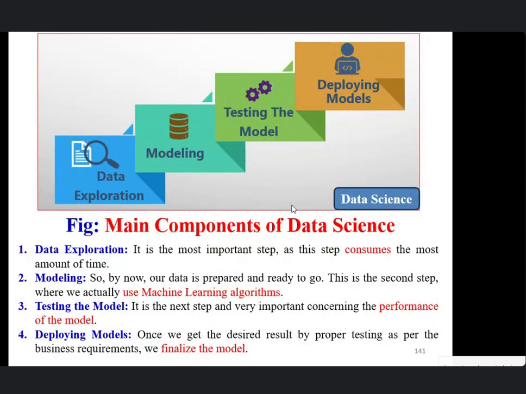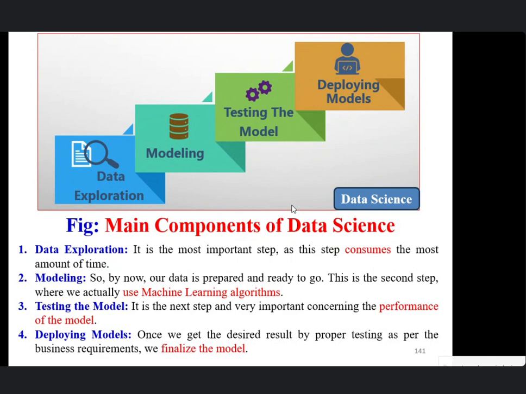Then, the main components of data science are four steps. The first one is data exploration, which consumes the most amount of time, and we are applying classification, clustering, association rule mining, recommender engine, etc. on data exploration. Then we are moving to modeling.